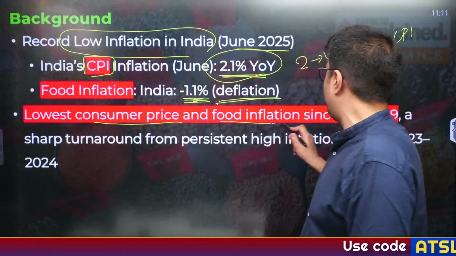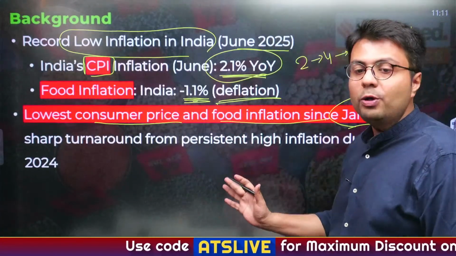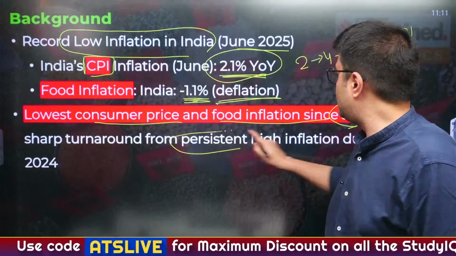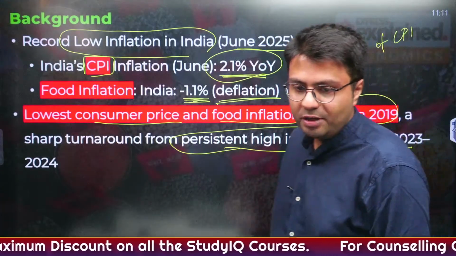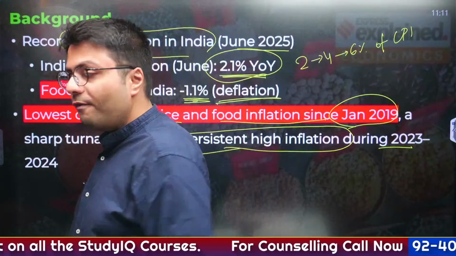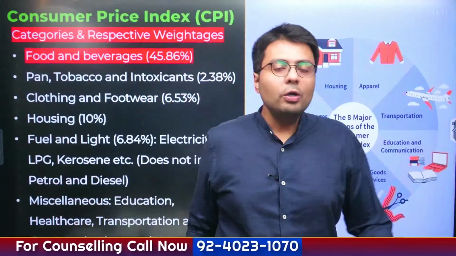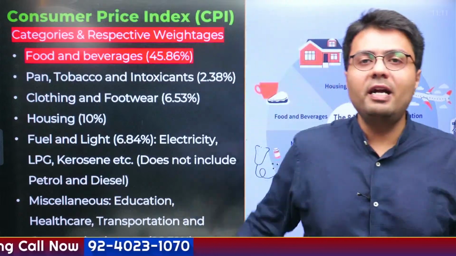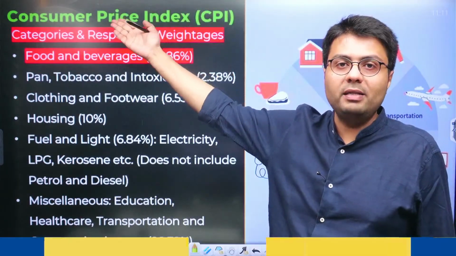Right, so this showed that India's food inflation has actually reduced, and this is the lowest consumer price and food inflation since January 2019, which is a sharp U-turn from the persistent high food inflation India witnessed during the last financial year, right? So this is why food inflation becomes a very important topic. Now, to measure inflation in India, we rely on what? We rely on retail inflation, the consumer price index.